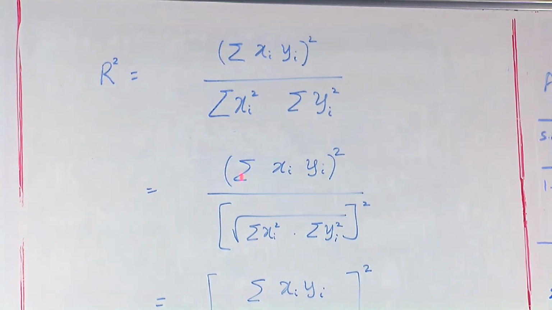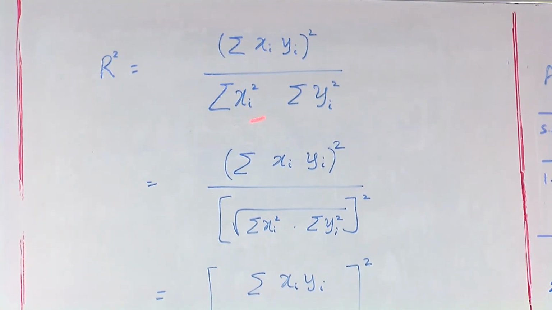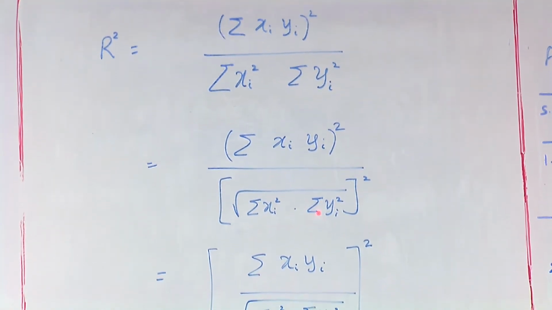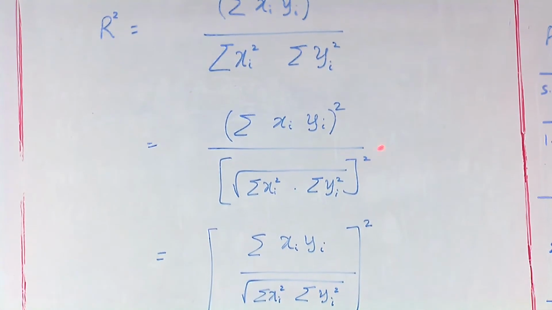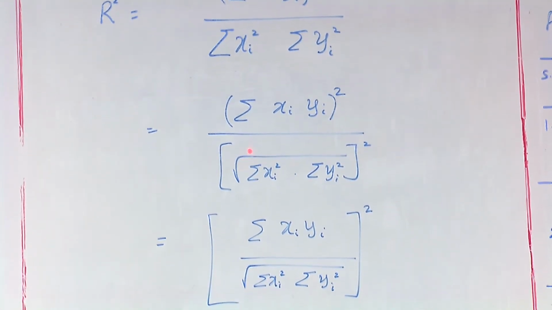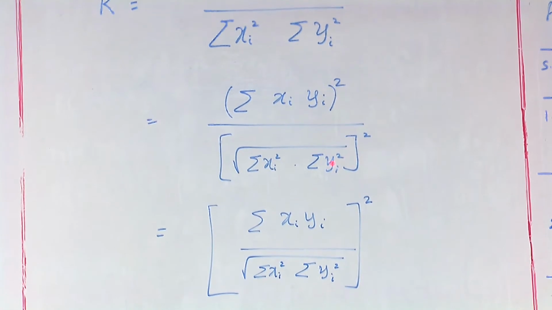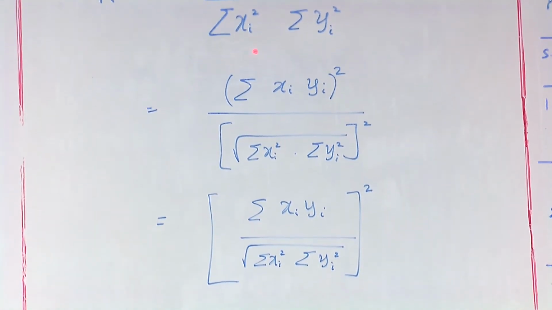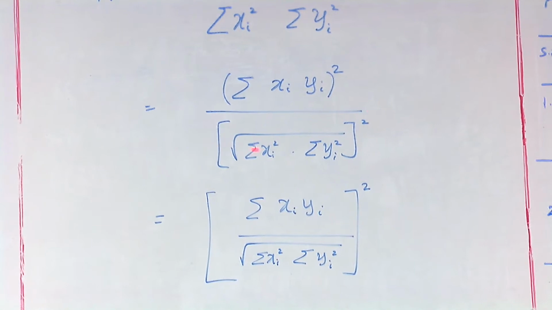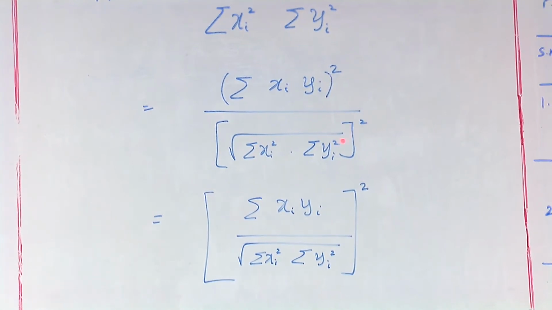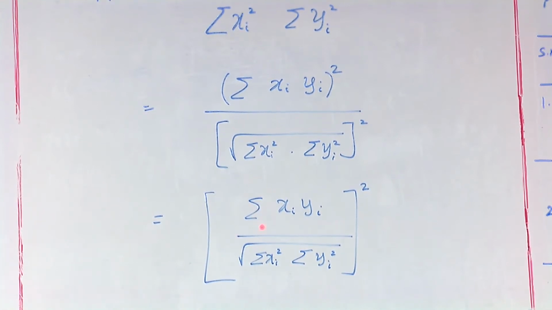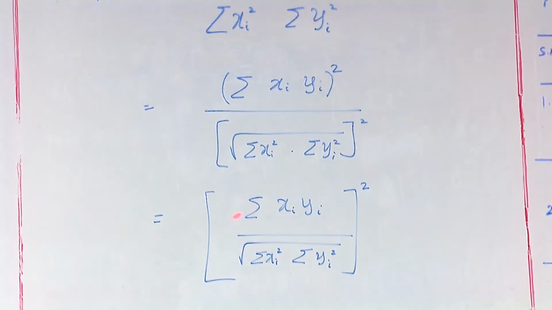So we may now write the denominator as the whole root of sigma xi square into sigma yi square, whole square. So we are just taking the square root and the square. So it may get cancelled, so you will get the same term. But still, if you put a square here, we'll take the square to the top. That is, we can put the square for both. So it may be written as sigma xi yi divided by the square root of sigma xi square sigma yi square, whole square.